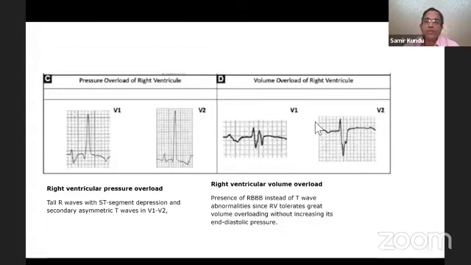Right ventricular hypertrophy, again, has two types: right ventricular hypertrophy with pressure overload and right ventricular hypertrophy with volume overload. In case of pressure overload, there is tall R wave, ST depression, and asymmetrical T wave inversion. But in case of right ventricular volume overload, there may be RSR pattern and T wave change does not occur.